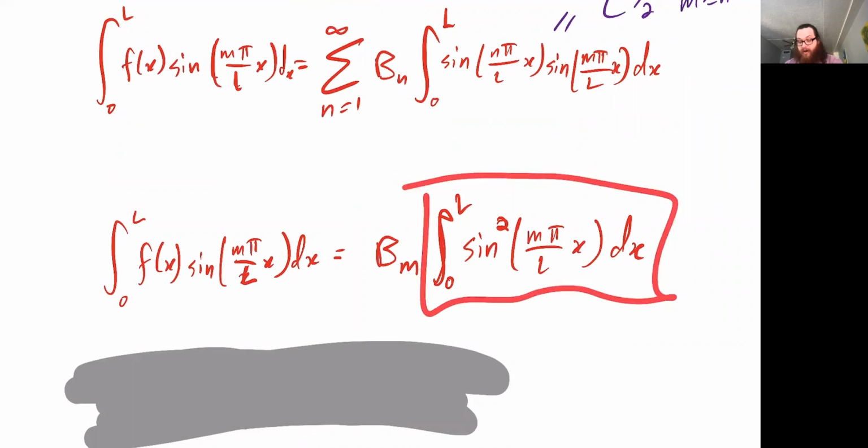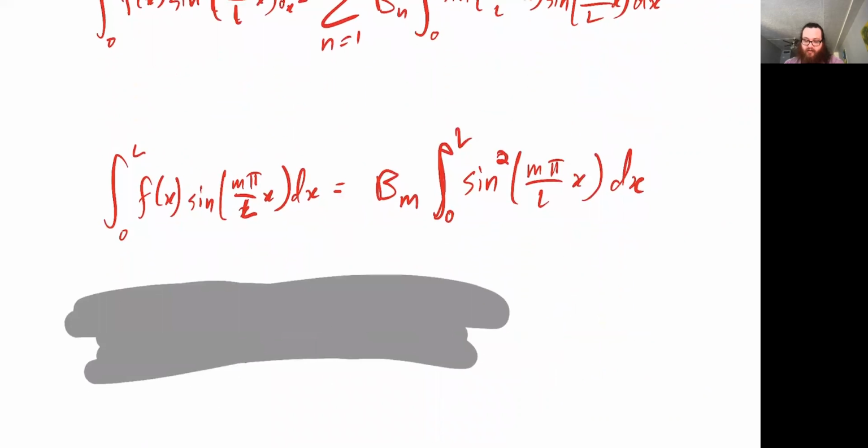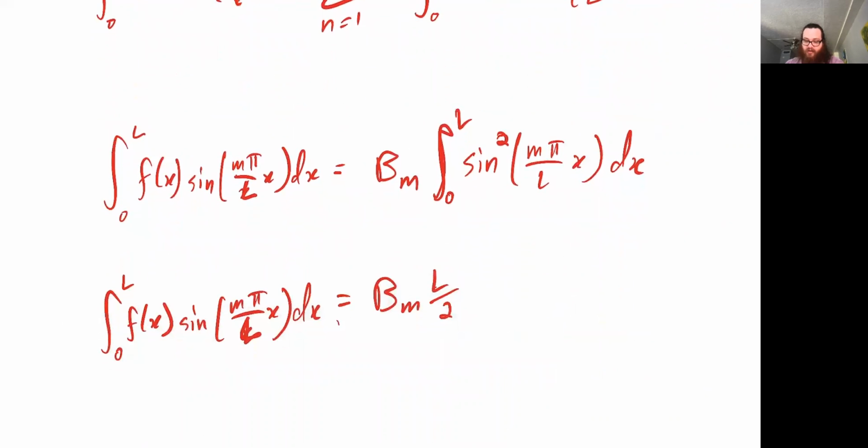And well, we actually know how to do this integral, right? This is exactly L over 2 because m is equal to n. So then in the end, what we get is this coefficient b sub m is equal to, so b sub m times this integral, which is L over 2, is equal to this integral, which if we knew what f was, we could compute.